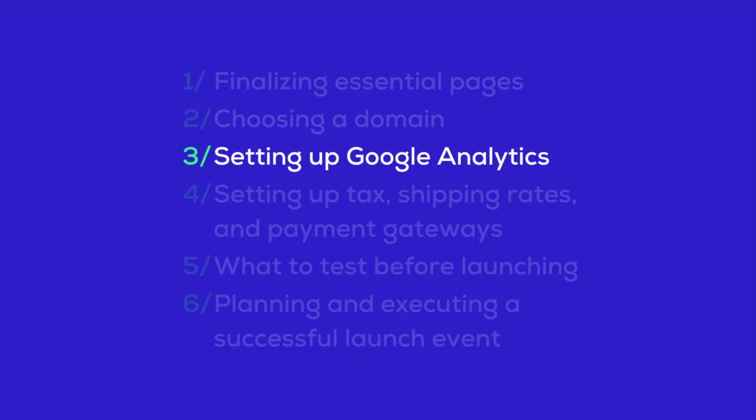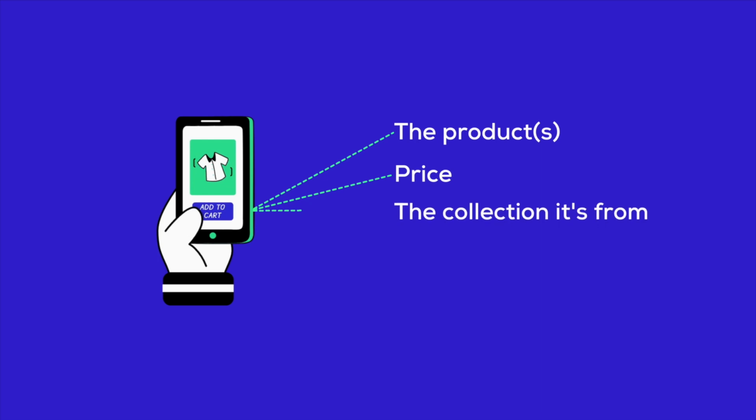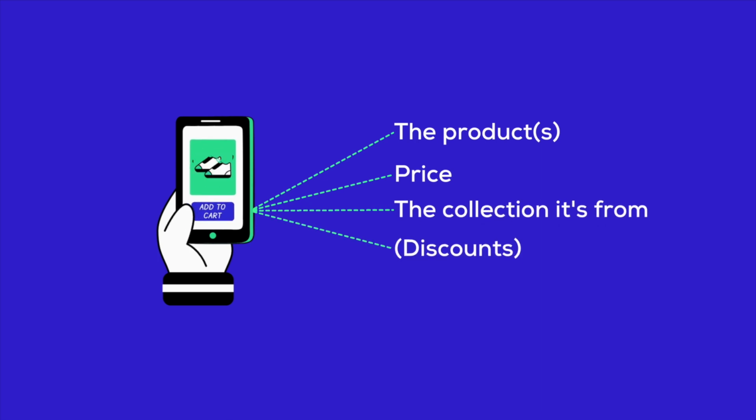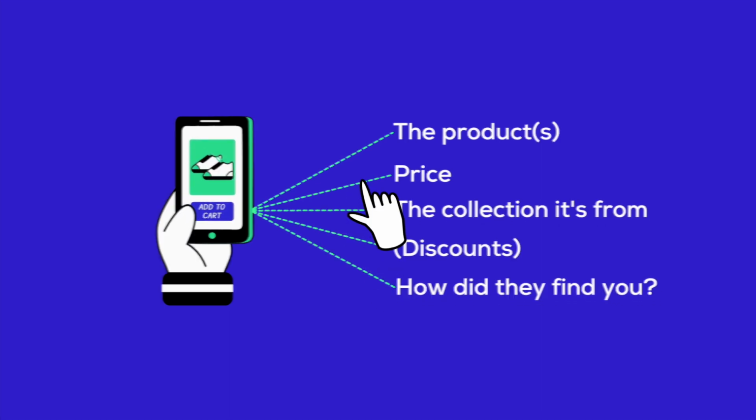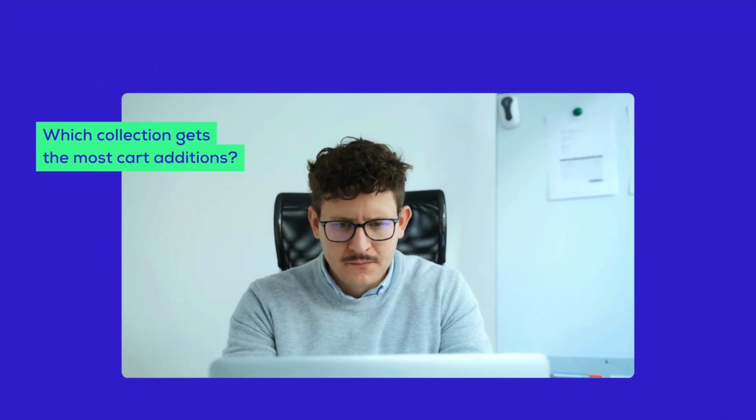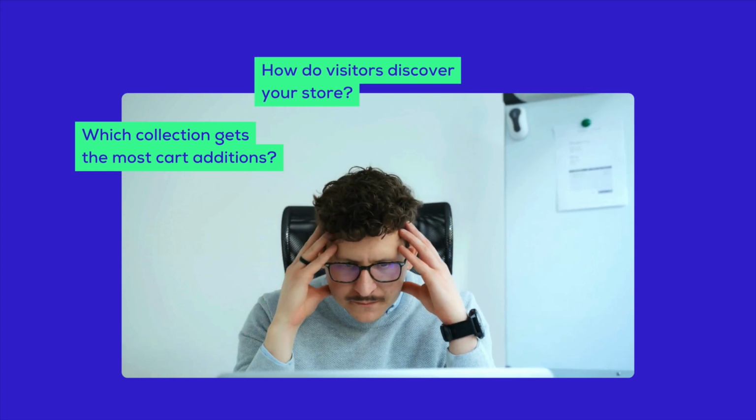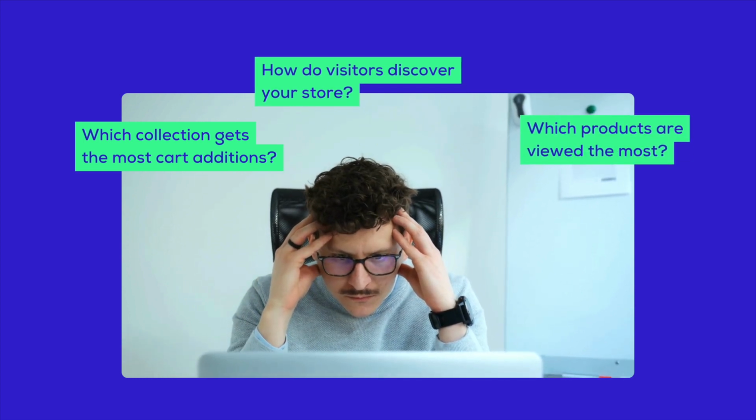3. Setting up Google Analytics to monitor your store's traffic. It offers an intimate understanding of your audience. For instance, when someone clicks that Add to Cart button, we can get all the juicy details like the product, its price, the collection it's from, any discounts, and even how they stumbled upon you. This opens doors to questions like which collection gets the most cart additions, how do visitors discover your store, and which products are viewed the most.